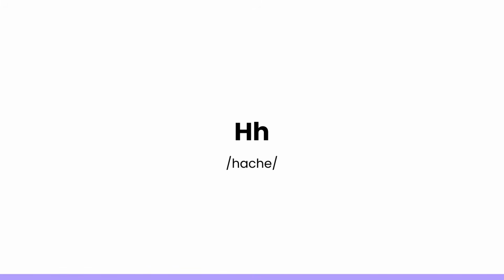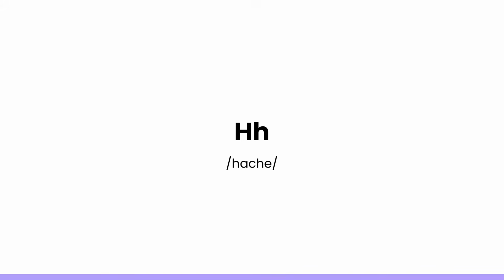Now, the H, as we learned in the first lesson, is always soft in Spanish, so we don't really pronounce it. However, if you want to spell something, for example, my name is Wes. Well, actually, Wes is not a good example because there is no H in there, but if you want to spell a word that has the H in it, you say H. So the H is H in Spanish.